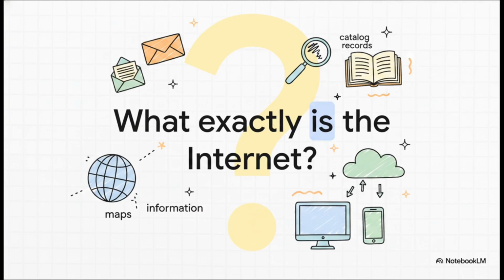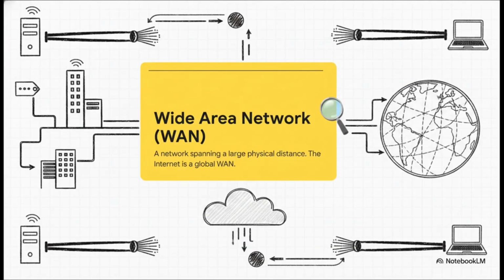Before we can even think about storing our precious digital archives in the cloud, we really have to ask ourselves, what exactly is the Internet? I mean, we use it every single day, right? Whether we're pulling up a map, sending an email, or researching catalog records. But that information doesn't just magically appear on your screen out of the ether. How does it actually reach your computer? Where is it coming from?